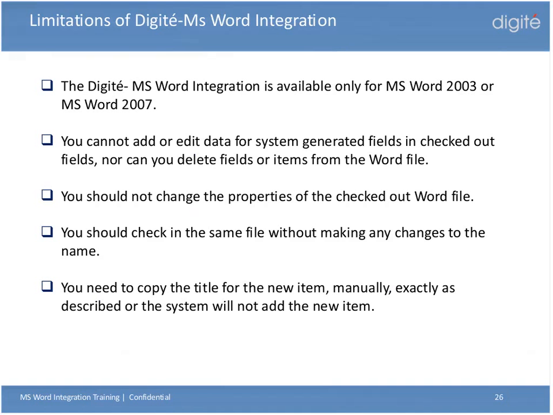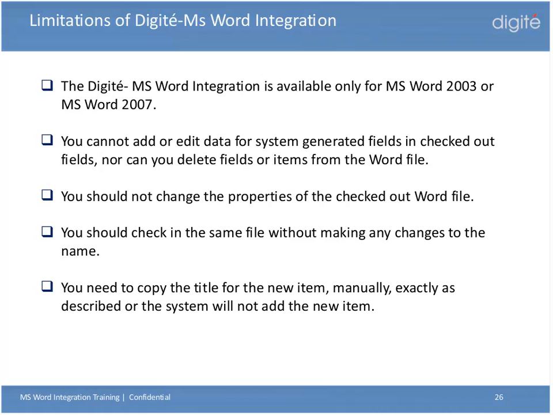The second limitation which we want to highlight here is you cannot add or edit data for the system generated fields. As I told you, the priority you can get, but system generated fields like overall status are not allowed to be changed from the checkout documents. Don't change the property of the checkout file. Another very important note: don't change the file name. Keep the file name the same as it is coming from Digite.